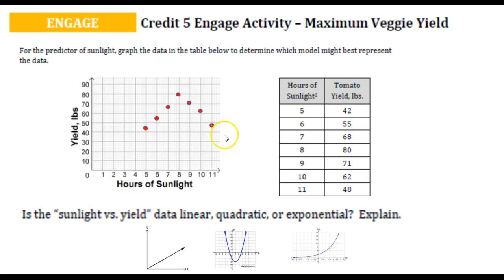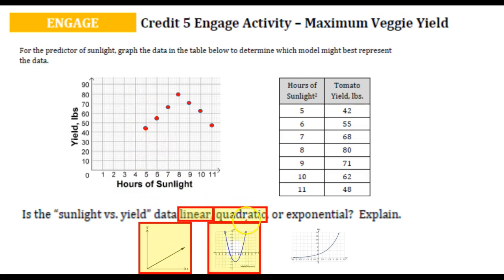And my question to you is, now that we've plotted all these points, does the data look linear, quadratic, or exponential? Linear being that it'll look straight, like a straight line. Quadratic looking a little like a curve, and that could go upside down, by the way, too. Or exponential. What do you think?